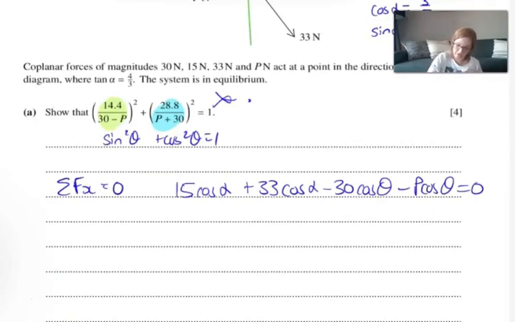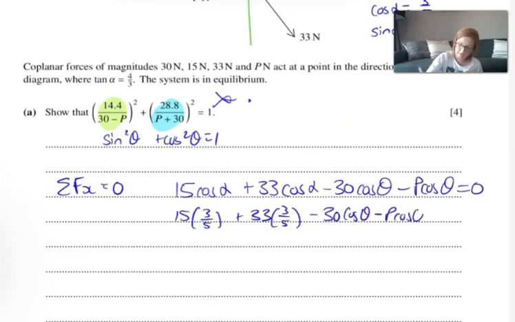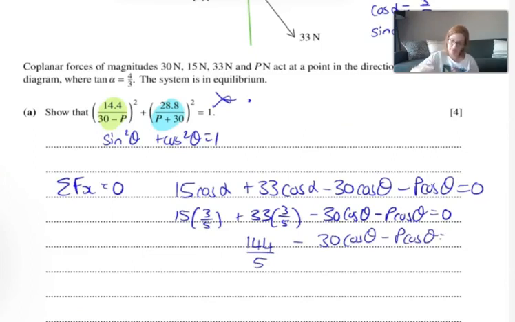I know my cos of alpha is 3 over 5, so I'm going to say 15 times 3 over 5 minus 30 cos theta minus p cos theta is equal to 0. And so I'm just plugging all of that in. I get 144 over 5 minus 30 cos theta minus p cos theta is equal to 0.